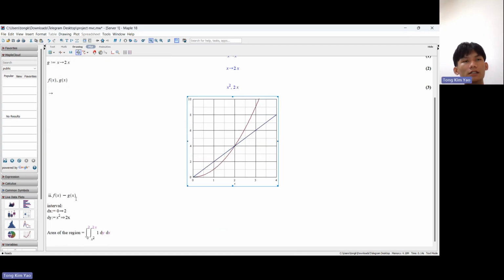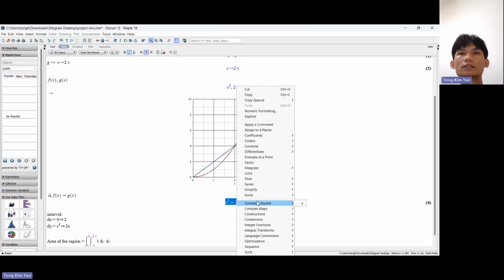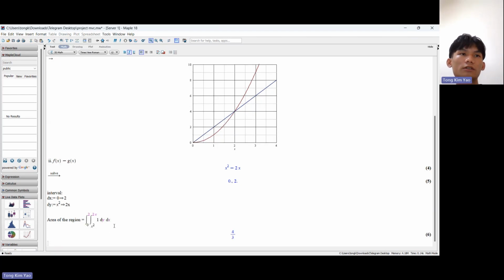Find the bounded region area. We need to use y equals x squared minus y equals 2x. After that, we just need to solve this equation, and we will get the interval for x. Finally, after we get the interval, we plug it into the formula to get the area of the region, which is equal to 4/3.